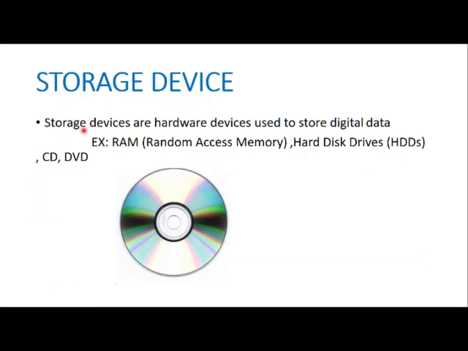Storage device. Storage devices are hardware devices used to store digital data. RAM, random access memory, hard disk drives, CD, DVD are few examples for storage device. Storage devices come under hardware and it is used to store digital data. When output device receives the information, that information can be saved for future use using the storage device.